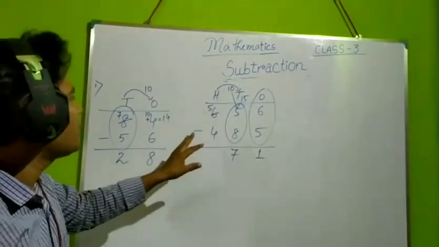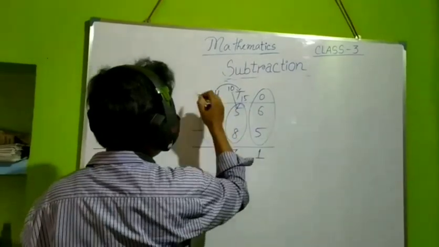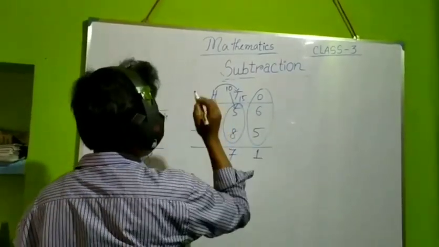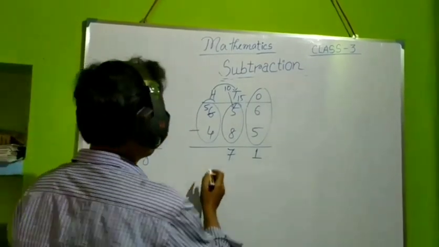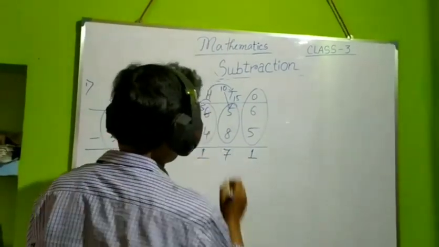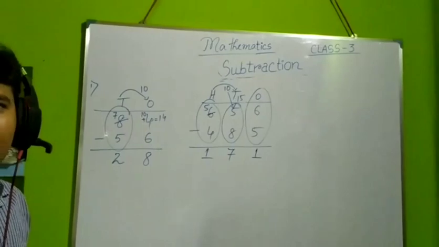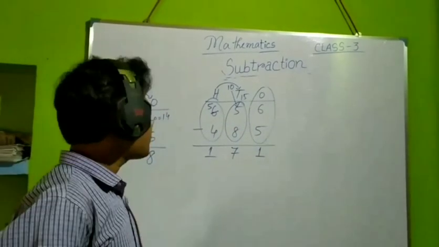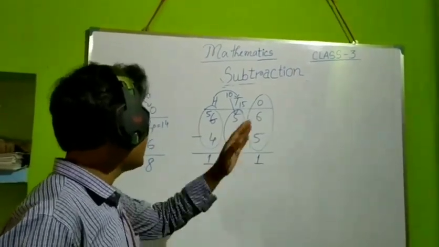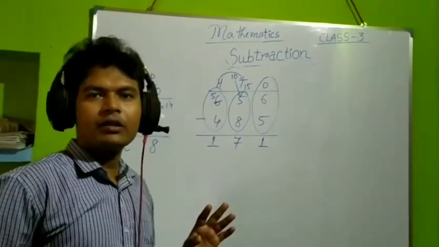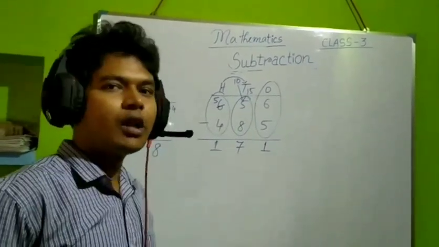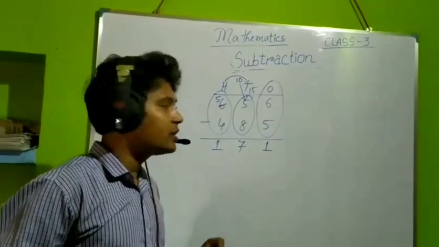Now you come to the 100 place. In the 100 place, now 6 becomes 5 and we have to subtract 4 from this 5. So 5 minus 4, that is 1. So that is our answer. That means the difference is 171. Now you come to the 4-digit number.